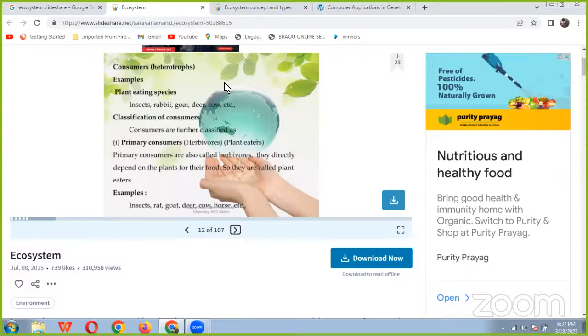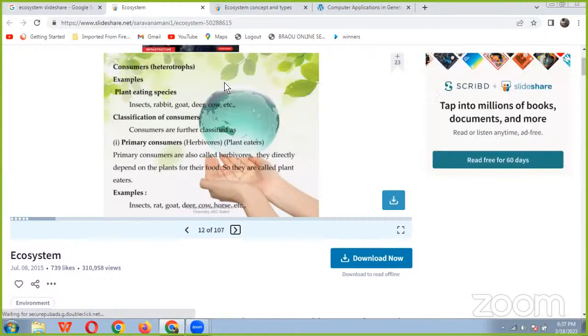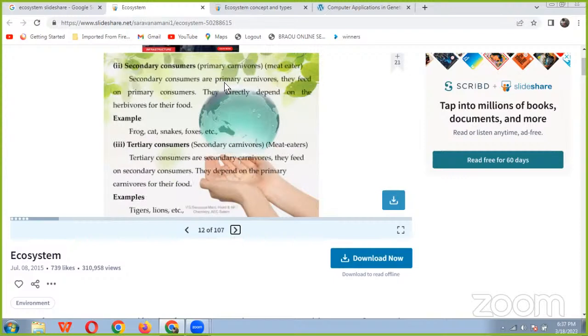Based on the classification of the consumers: primary consumers, secondary consumers, and tertiary consumers. What are the primary consumers? The primary consumers are also called herbivores. These are only plant eaters, for example goat, cow, sheep. Primary consumers are called herbivores because they directly depend on plants for their food: insects, rat, goat, deer, cow, horse, etc.